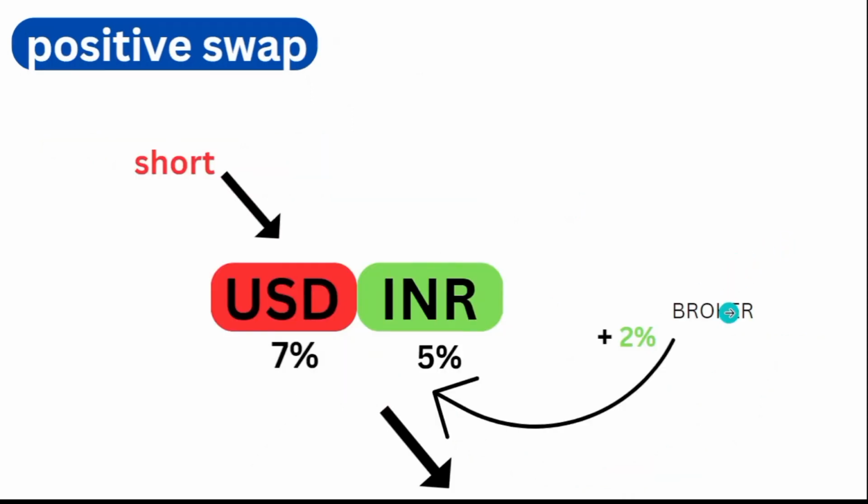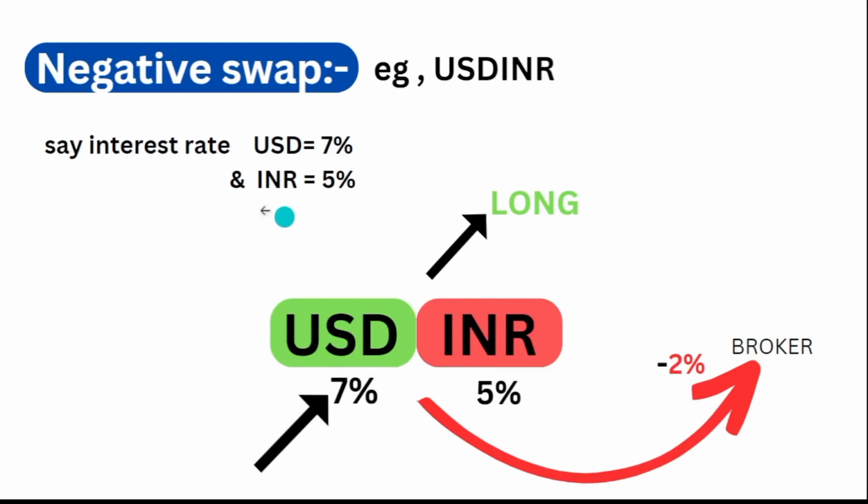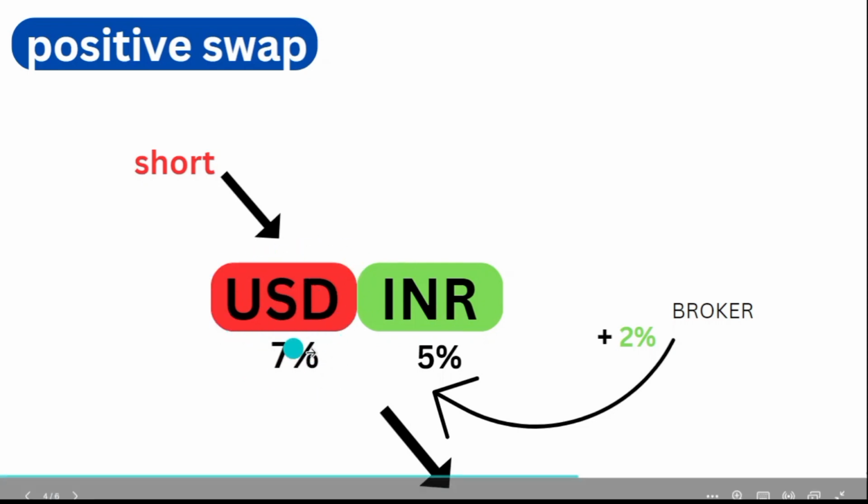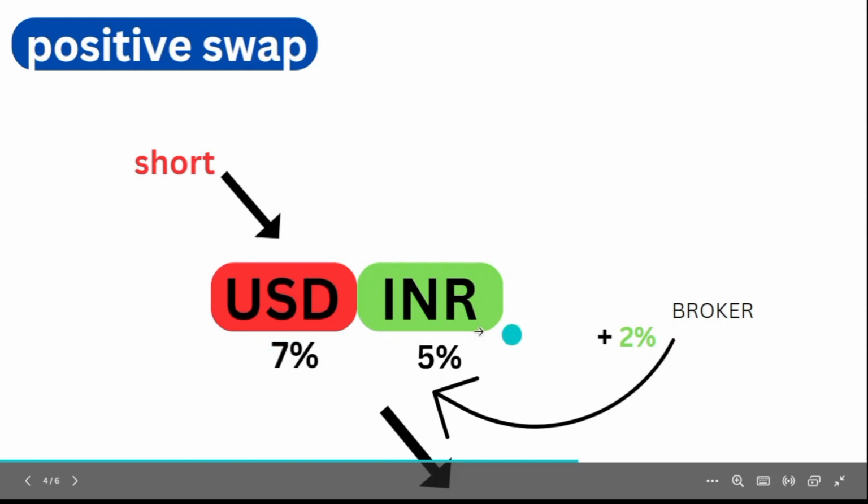Now let's look into the example of positive swap. For the same pair, you are going short here. In this case, you are giving USD and taking INR. You are giving a currency that has a higher interest rate compared to what you have taken. So the broker will pay you the interest rate difference, whatever the difference is, instead of taking from you.